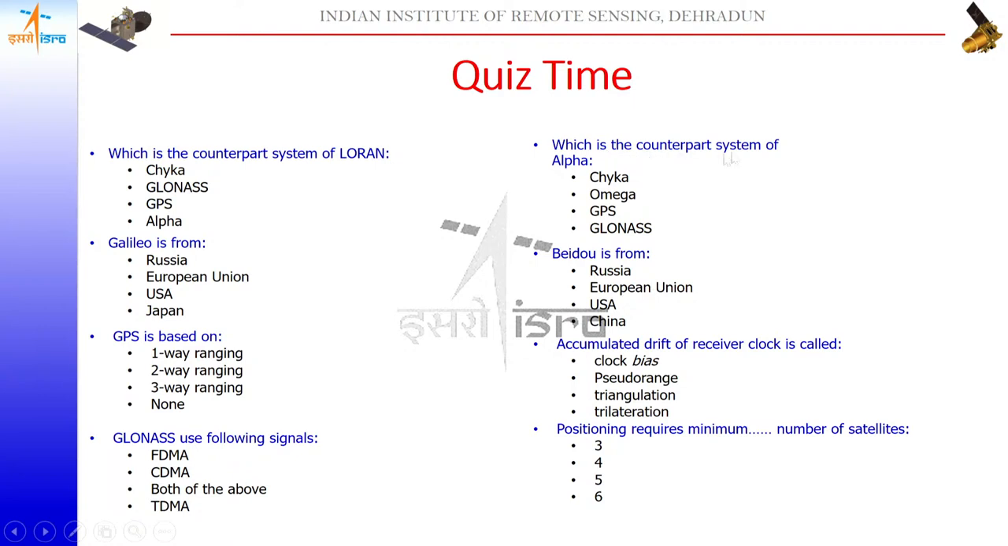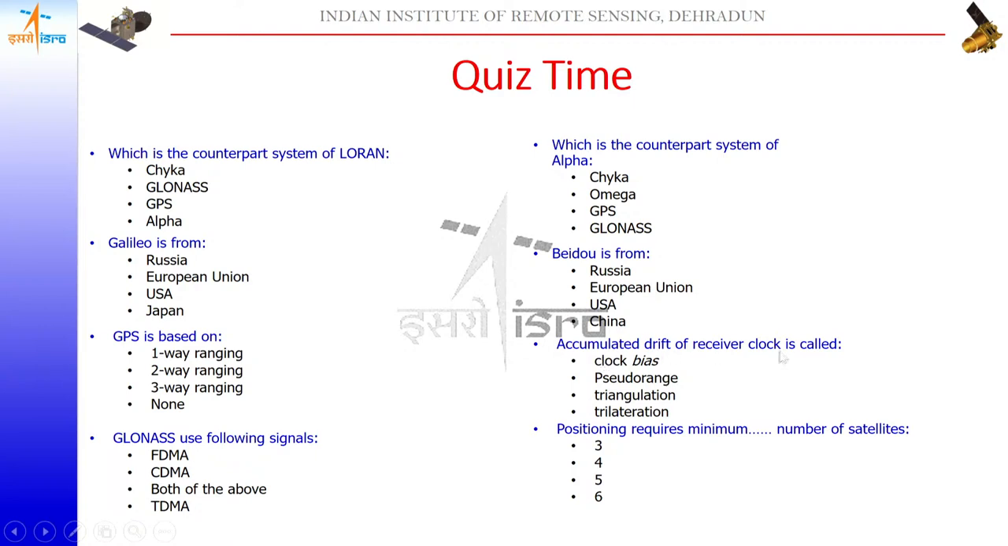Then which is the counterpart system of Alpha? You know Chakya, GPS, GLONASS cannot be the answer. It's Omega. It's the counterpart of Alpha. Then Bedu is from China.